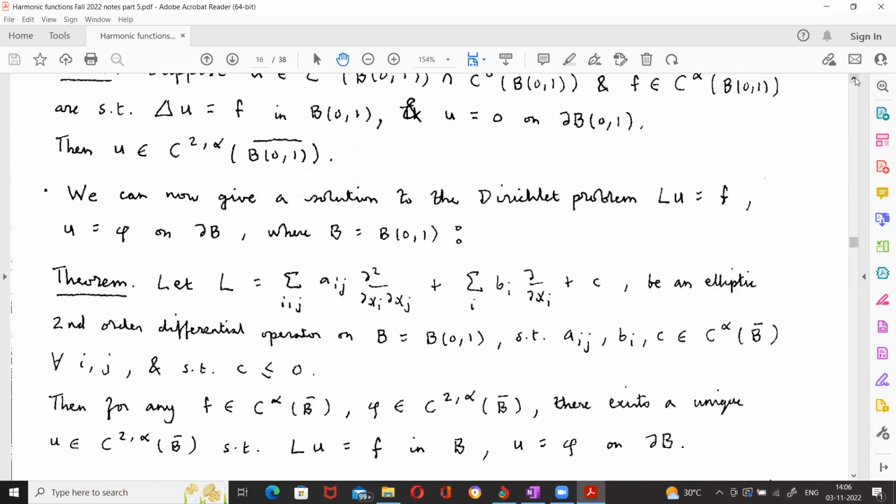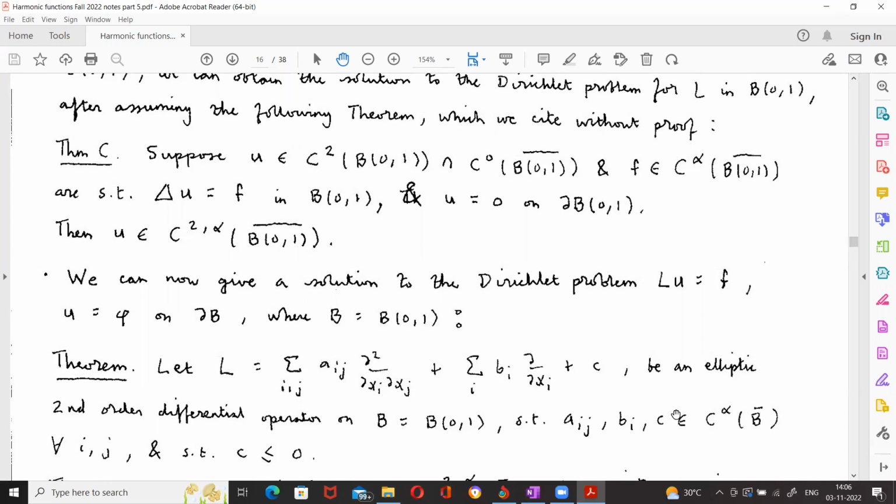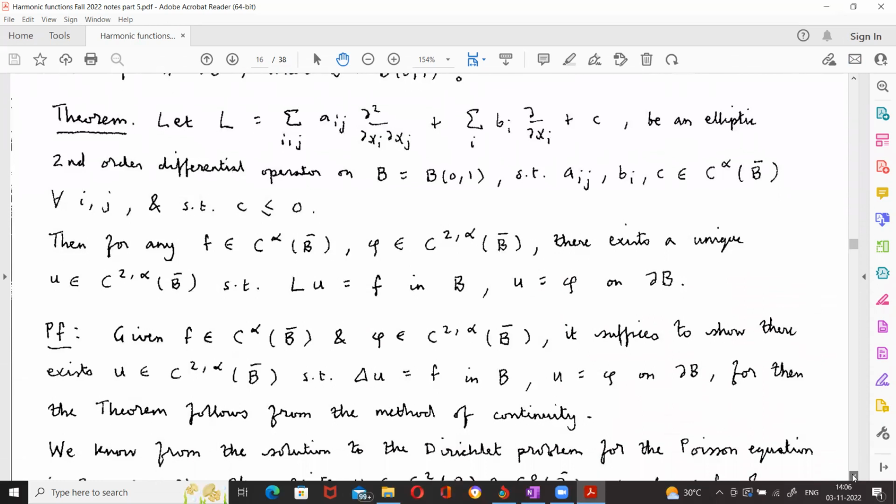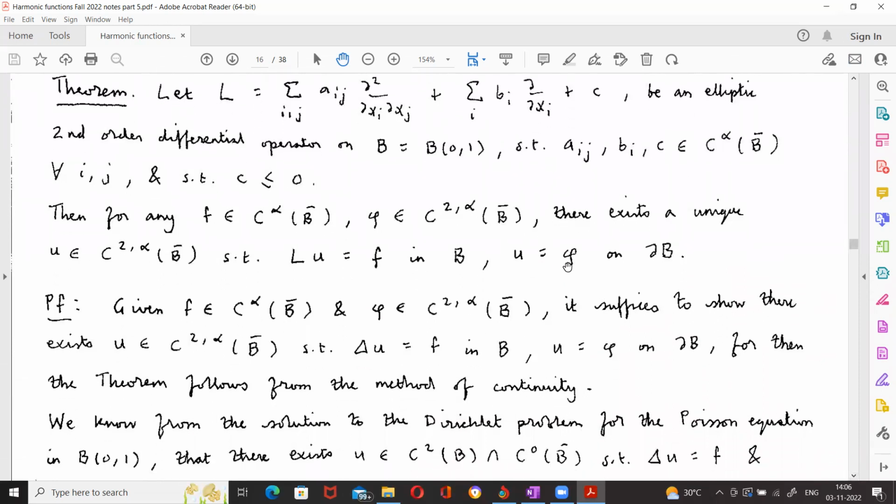the problem where the boundary condition is 0, then it's not hard to construct the solution for a general boundary value where the boundary value is C2 alpha on the closed ball. And once we have that, then we know that once the solution is solvable for the Euclidean Laplacian, then by the method of continuity, the solution was solvable for the operator L, right? So this is the approach we took using the method of continuity.